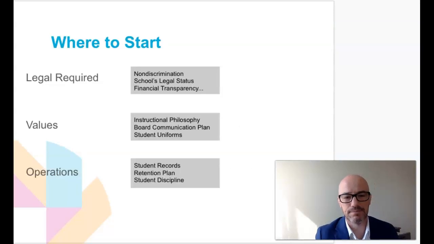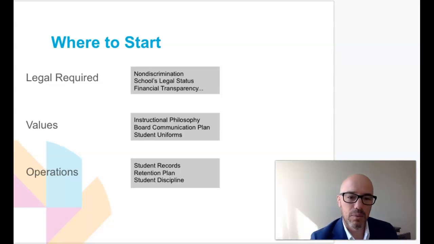So where do we start? Well, there are some legal requirements for boards, all right? And first and foremost, it should be a non-discrimination type of setting. There's the school's legal status that needs to be adhered to, and there needs to be financial transparency.